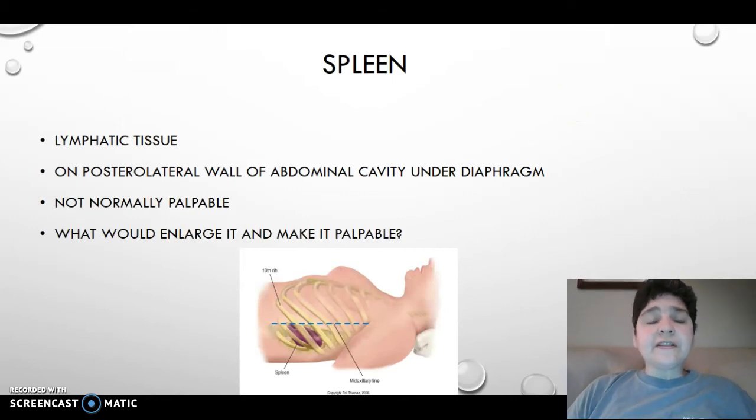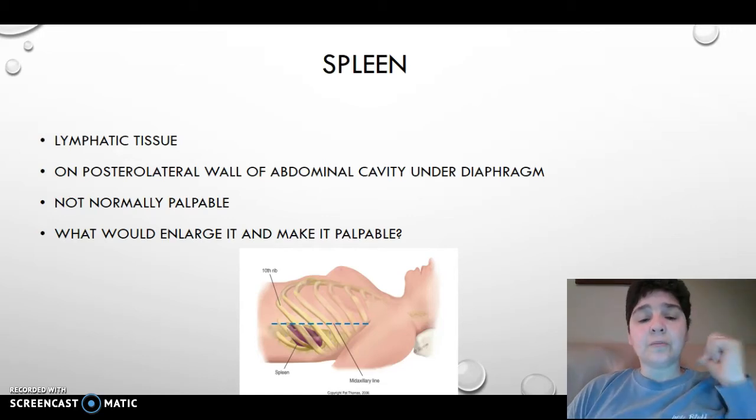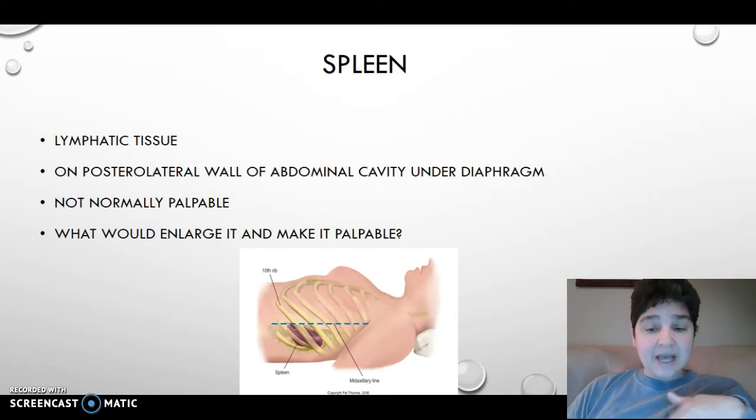Then we also have the spleen within the cavity, which we've talked about. The spleen is part of your lymphatic system. It's made of lymphatic tissue. It's on the posterolateral wall, so it's behind the abdominal cavity, and it's lateral, so it's off to the side. So behind and off to the side. And it's under the diaphragm. It actually comes right underneath the diaphragm.